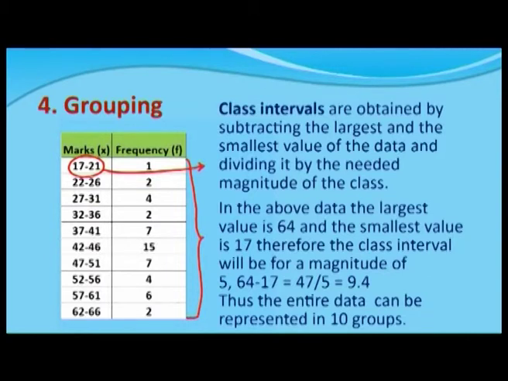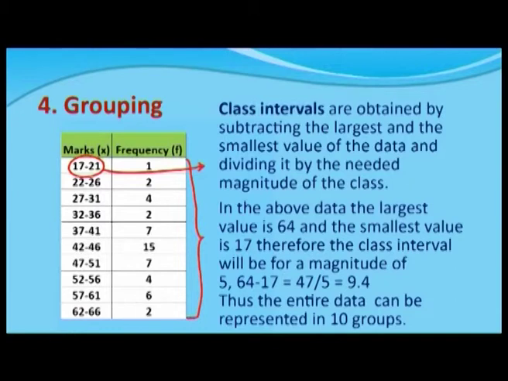The groups into which the values are classified are called class intervals. 17 to 21 or 22 to 26 is called a class interval. The length of the class interval is called the magnitude of the class. 5 is the magnitude of the classes in this example. Class intervals can also be obtained by subtracting the smallest value from the largest value of the data and dividing it by the needed magnitude of the class.